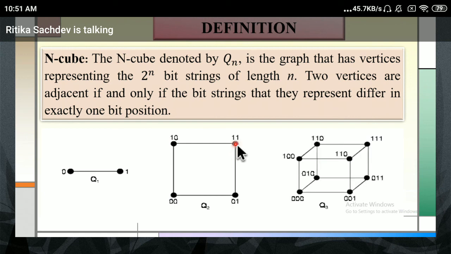And then if we take n as 3, we will have 2 raised to 3, that is 8 strings. So if I have 8 strings, this is how in a cube we are connecting. You can note 0,0,0 is connected to 0,0,1, 0,1,0, and 1,0,0. Similarly, the other vertices.